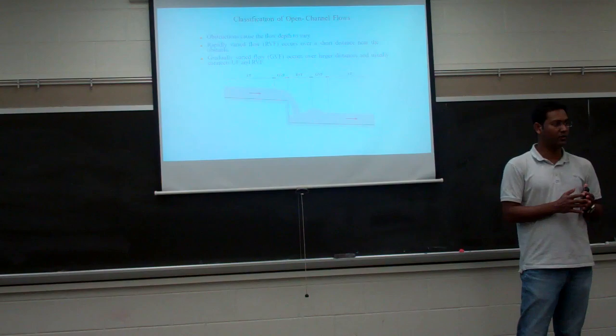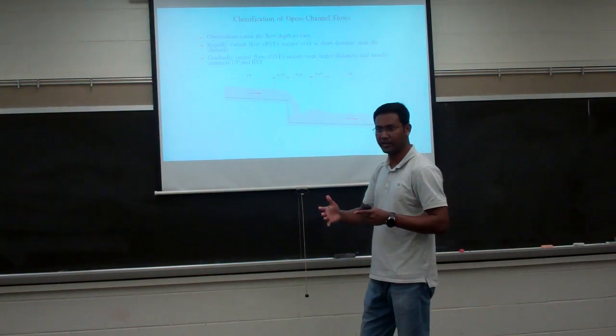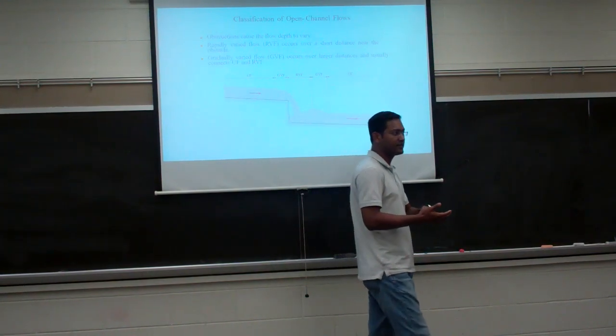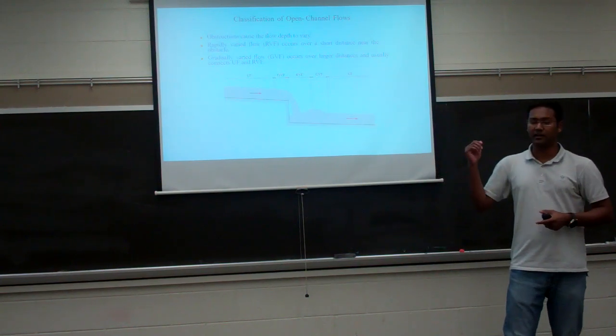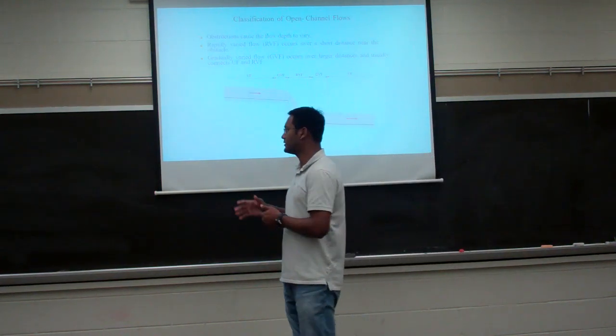After knowing this, we know the types of open channel flow, which are uniform and non-uniform, where space is the main criterion, and we also have steady flow and unsteady flow, where time is the main criterion, and we also have gradually varied flow and rapidly varied flow. Right? So this is for today.